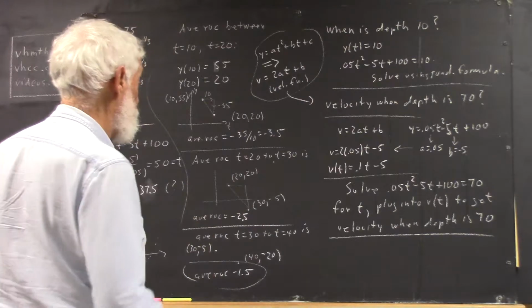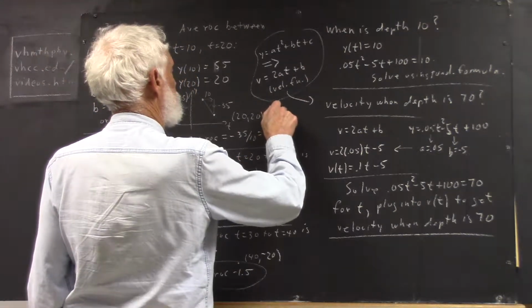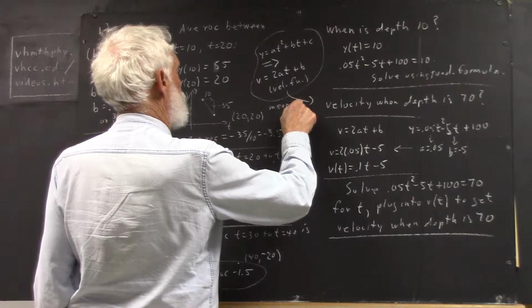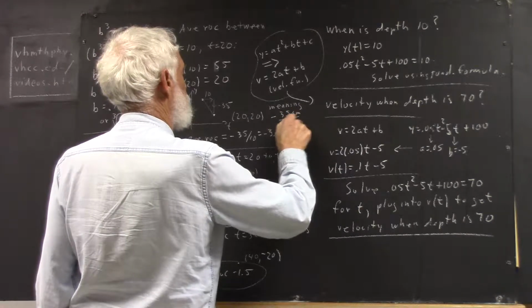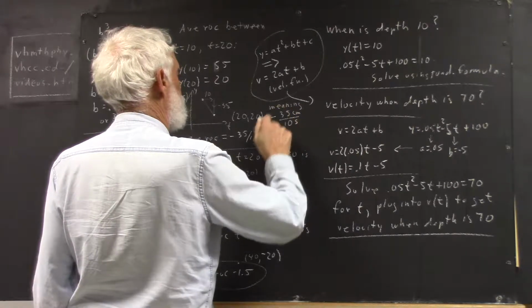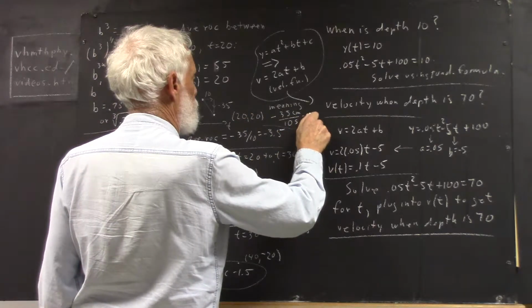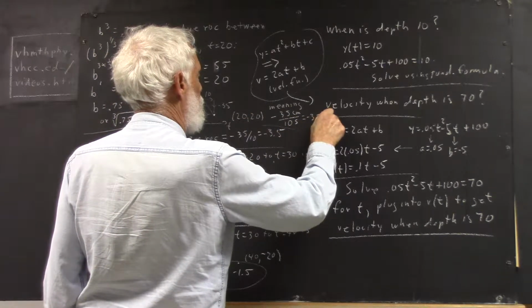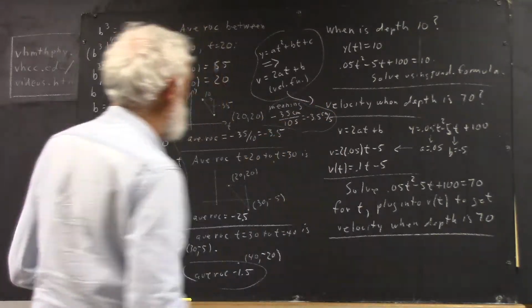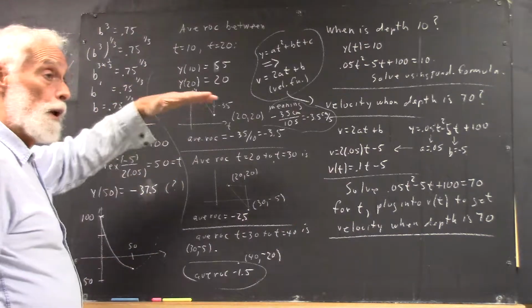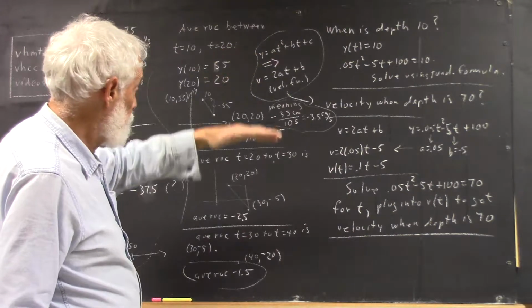This actually has a meaning. If y is in centimeters and t is in seconds, this would be −35 centimeters over 10 seconds, which is −3.5 centimeters per second. And this is how fast, on the average, the water is descending between the t equals 10 second and t equals 20 second mark.